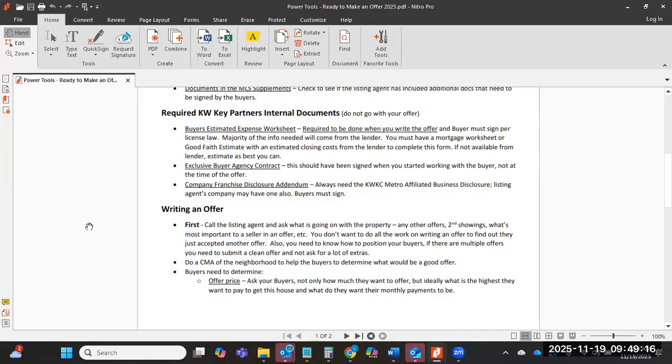Also, you need to know how to position your buyers. If there are multiple offers, you need to submit a clean offer and not ask for a lot of extras. So that's why we want to know if there are other offers. Are we going to need to be competitive? Your buyer may decide, oh no, if there's another offer, I don't want to get into a bidding war. That's perfectly okay too. So that's really important information for you to gather there.